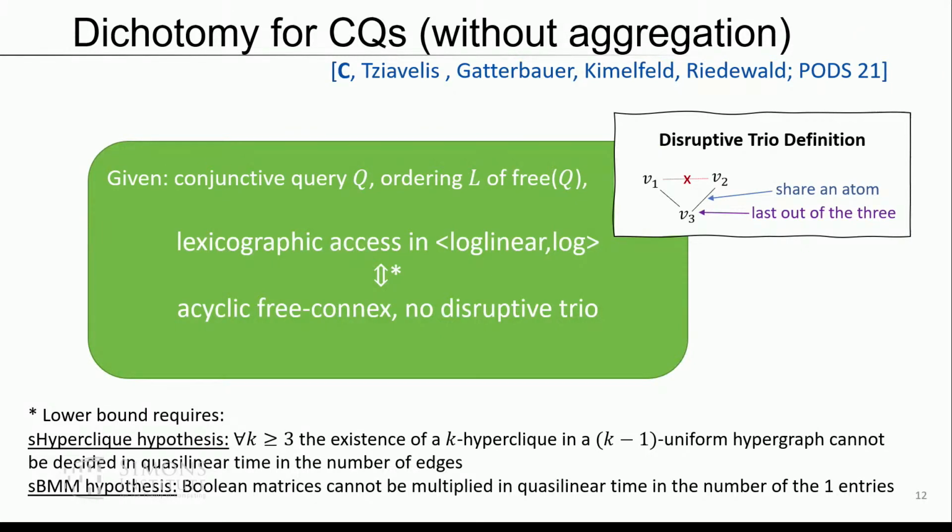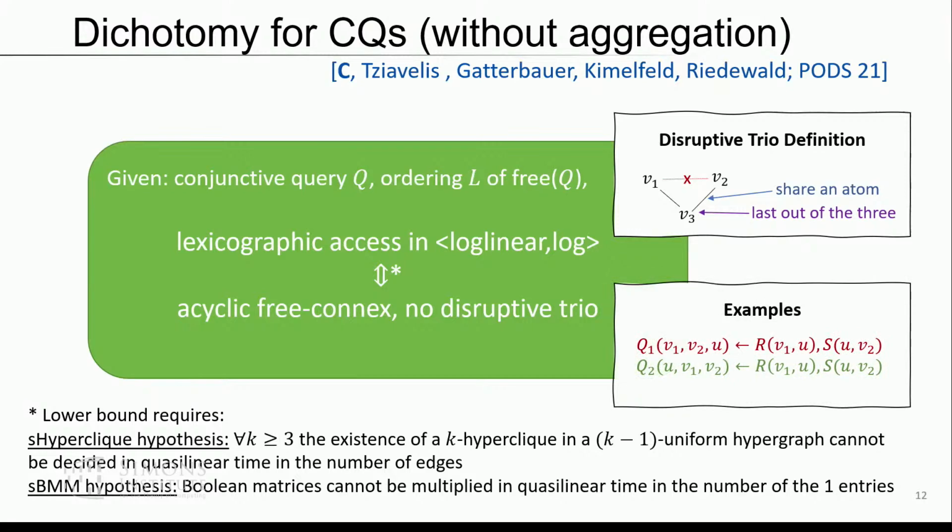A disruptive trio is 3 variables, such that the last one in the order we want to achieve shares atoms with the previous 2, but the previous 2 are not neighbors. They don't appear together in an atom. So here are examples. In my notation here in the slides, the order in which I put the variables in the head matters. So here I specify a conjunctive query, and I also specify the lexicographic order that I want to achieve. These are both the same query, but with different lexicographic orders. And you can see that the first one has a disruptive trio, so it doesn't have efficient direct access, but the second one doesn't.